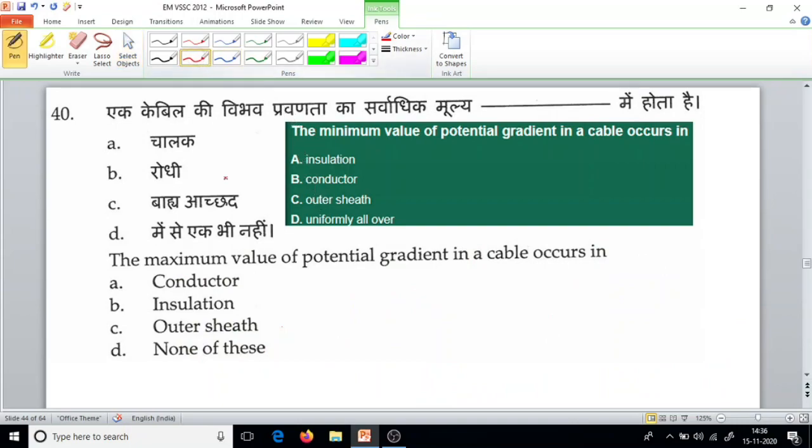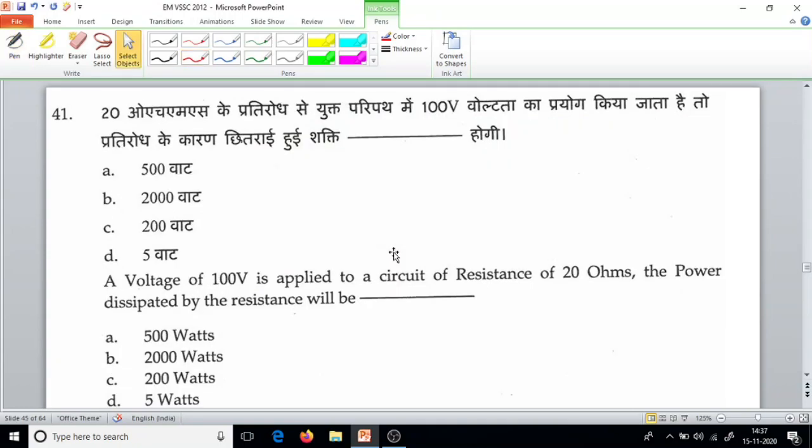Question number 40. The maximum value of potential gradient in a cable occurs in: conductor, insulator, outer sheath, none of these. Same way, one more question is there. The minimum value of potential gradient in a cable occurs in? So the maximum value of potential gradient in a cable occurs in the conductor. Minimum value occurs in the insulation. Okay, so the next question.